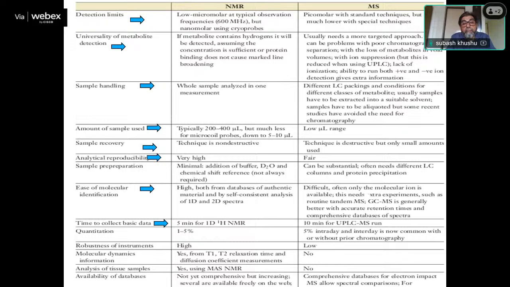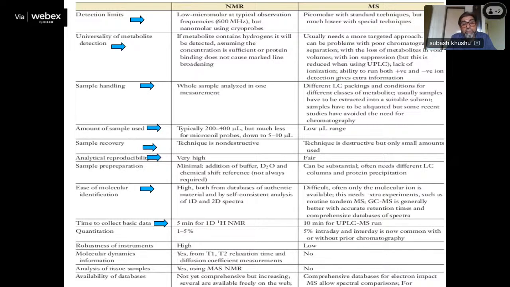NMR has a full database of biochemicals which can be used, and you don't need to know what metabolites are present. Whereas in MS, you have to select the columns and other chemicals depending on the type of study, whether you're studying polar or non-polar metabolites, so you need some prior information. Time to collect basic data is 5 minutes for 1D NMR. It is 10 to 15 minutes for UPLCMS. And quantification can be done in most cases.